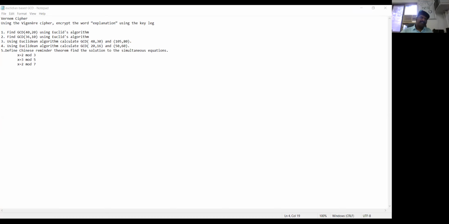There's a problem: GCD of 40 comma 20 is equal to 10, and then 36 comma 10 I have done, right? So we worked the first and the second. Now, GCD of 48 comma 30 and 105 comma 80.